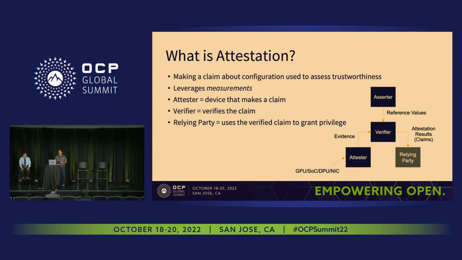This device is acting as an attester. That attester is sending the attestation report to a verifier, which then checks whether those claims are valid and expected for that configuration. And then if they are, gives privilege to a relying party so that that relying party can then use the attested device in their application.